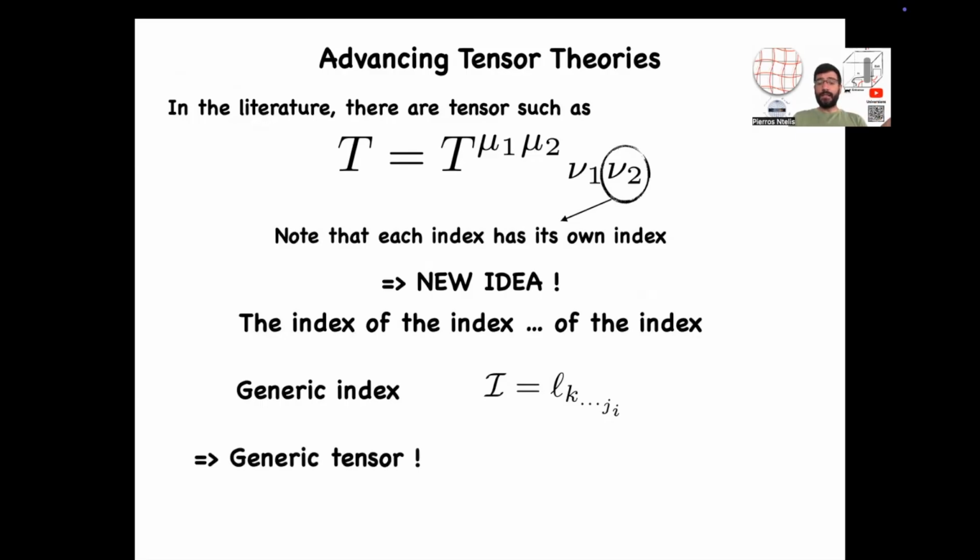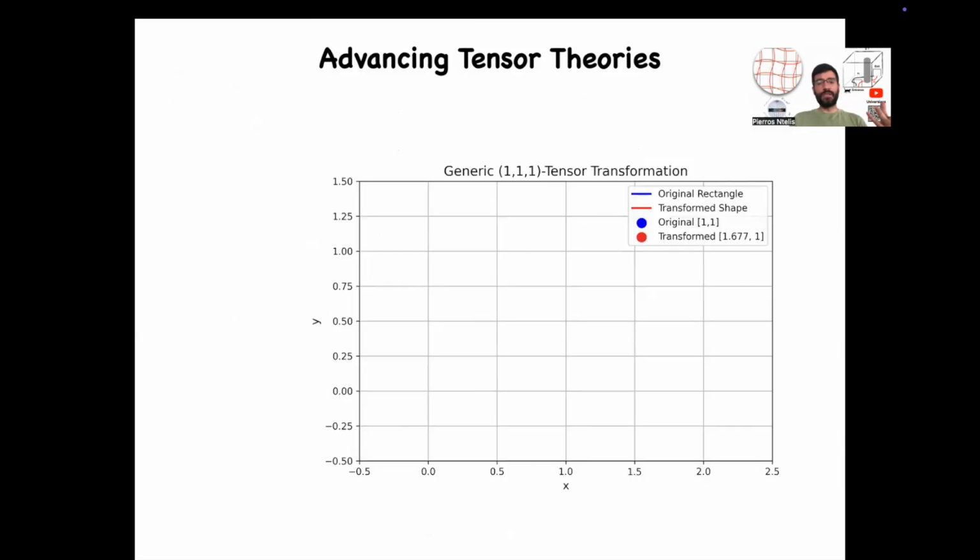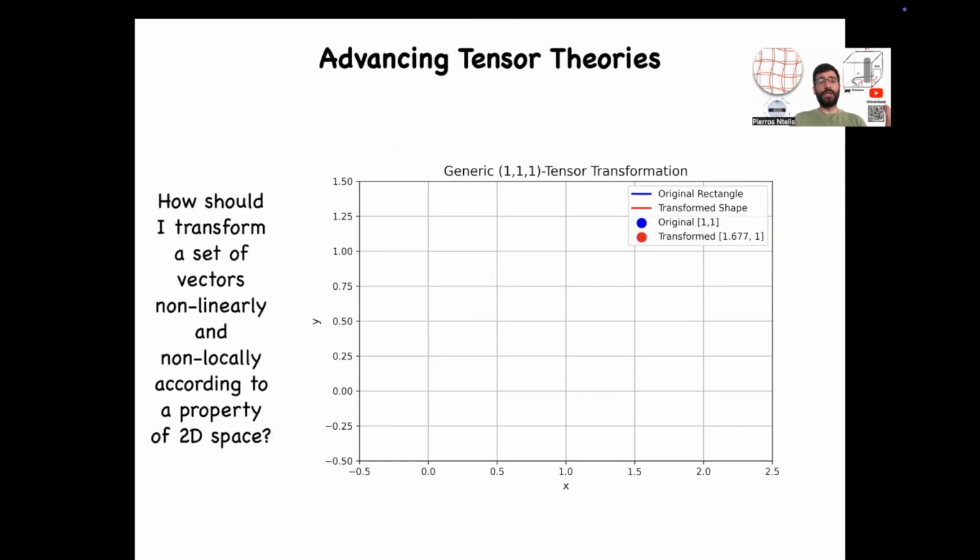Now, this can build a generic tensor. Tensor L, K through J, I, alpha, beta through psi, omega. And therefore, we have built a new mathematical object, which is an advanced tensor. And this turns out to have several applications. For example, transformations. How should I transform a set of vectors non-linearly and non-locally according to a property of 2D space? And the answer is using these generic tensors.